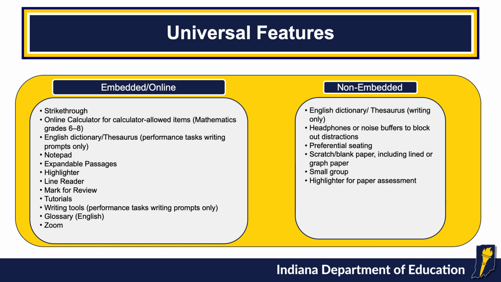Universal features are supports available to all students. Embedded items are available on the online platform. Non-embedded features can be provided to any student who would benefit from these supports during testing. Supports should mimic typical classroom practices as much as possible. Decisions on non-embedded features must reflect those supports that the student uses when available during instruction and for assessments. Another important note is that universal embedded features are not available for students who take the assessment on paper, specifically the glossary and spell check tools, but will have these supports as non-embedded tools where appropriate.